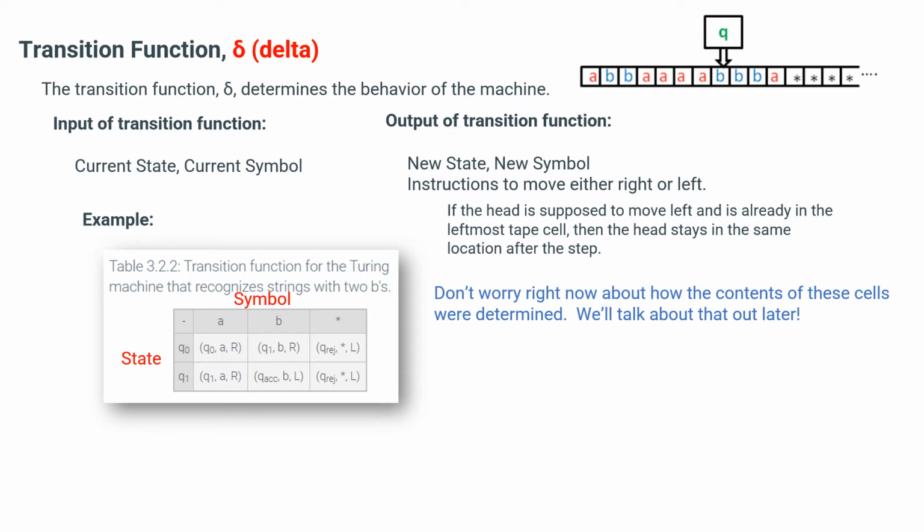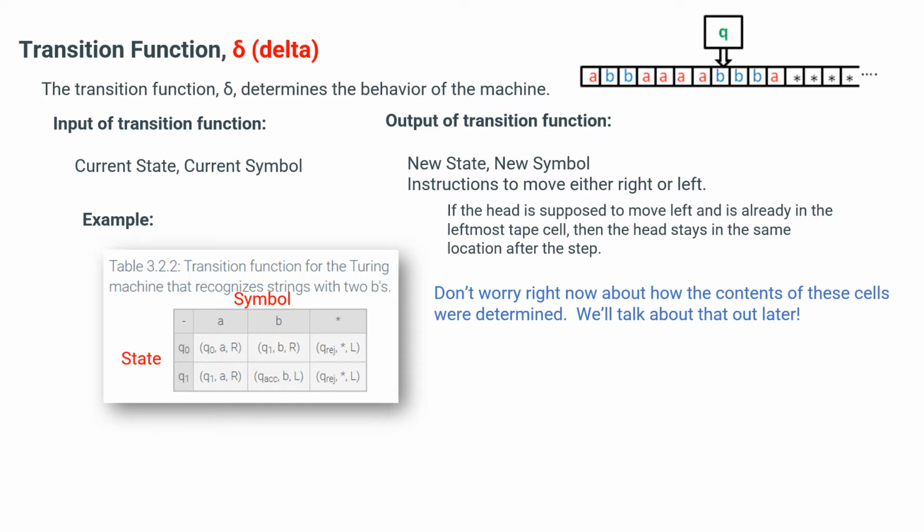Remember that with a Turing machine, we've got two types of input: the state and the current symbol. So what these tables need to do is allow us to specify the current state and the current symbol, and then what it needs to spit out. It needs to spit out a new state, a new symbol, and then instructions to move either right or left.